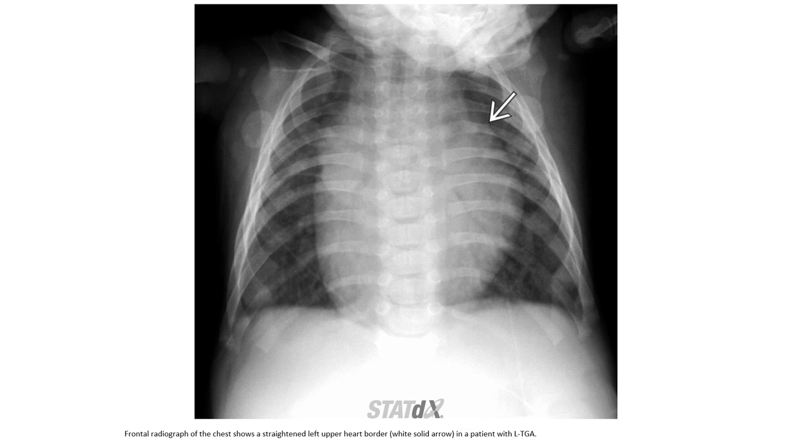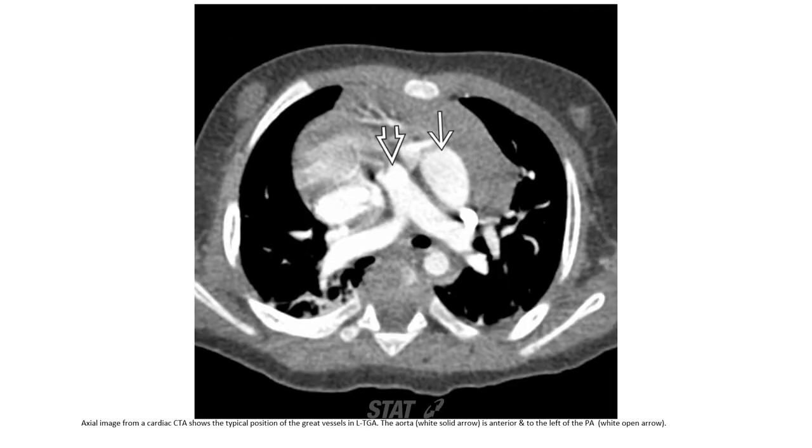Frontal radiograph of the chest shows a straightened left upper heart border in a patient with L-TGA. Axial image from the cardiac CTA shows the typical position of the great vessels in L-TGA, the aorta is anterior and to the left of the PA.